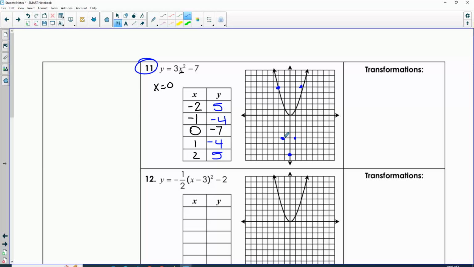All right. So I can tell the vertex moved how? Okay, it went down 7. What else happened to this graph? It got longer. Yeah, it got skinnier and taller, right? That's because of the 3 in front.